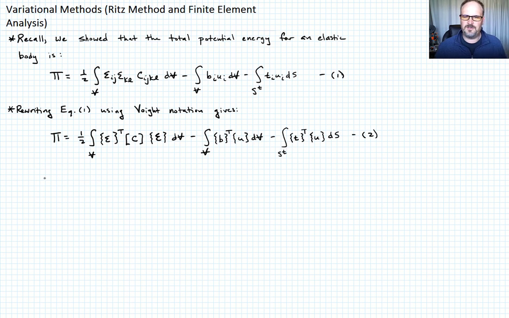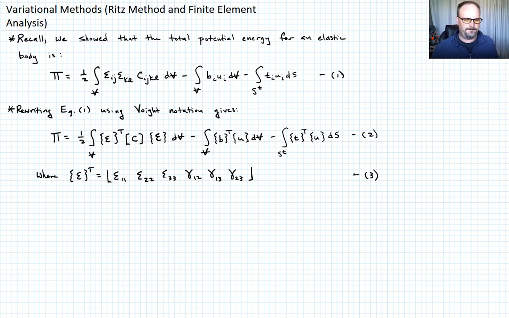So let's call that equation 2. And I'll just remind you what this new epsilon vector looks like. Epsilon transpose is equal to epsilon 1,1, epsilon 2,2, epsilon 3,3, gamma 1,2, gamma 1,3, gamma 2,3. Okay, so we'll call that equation 3 just as a definition.